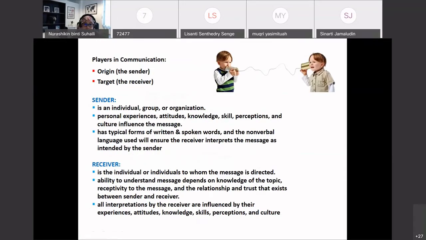This is just a repetition of the points, the sender, the receiver. Without a sender, there is no communication. Of course, there is no origin of the information, although there are receivers. And likewise, without a receiver, although you have the information, if you don't have people to receive it, there will be no communication as well. So both the sender and receiver are important apart from the information.